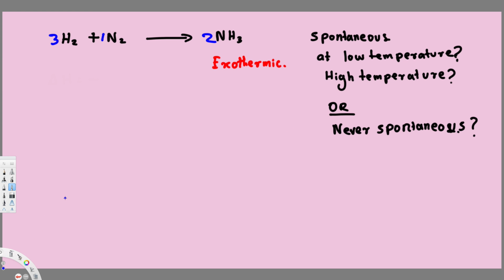So first of all, we have to predict the sign of delta H and delta S. Here they have mentioned this is an exothermic reaction, right? So delta H is going to be negative. And to predict the sign of delta S, we look at the moles. This is total moles, so this one is 4 and this is 2. So this is going from 4 to 2, so delta S is going to be negative, right? So we have delta H negative, delta S negative.